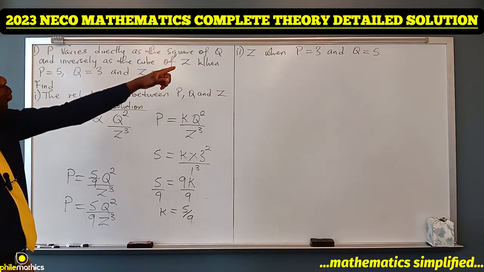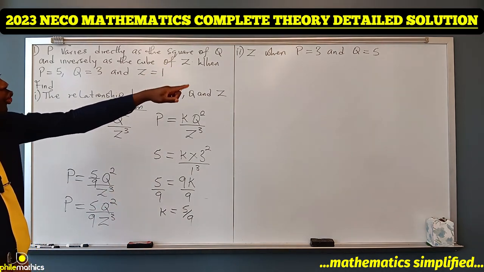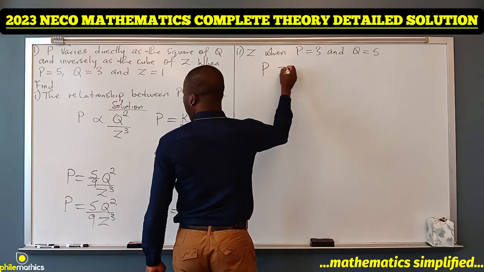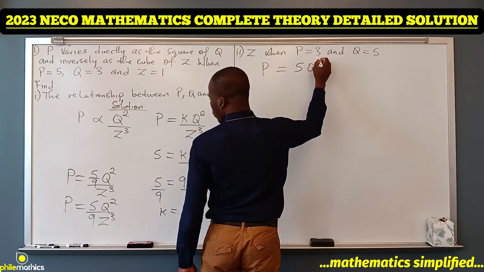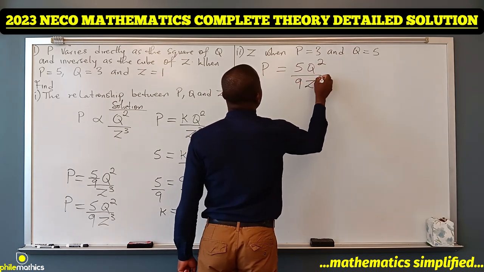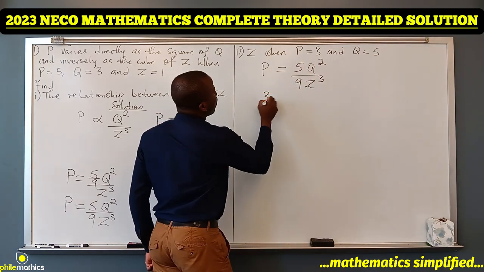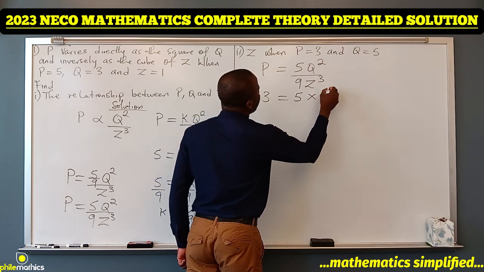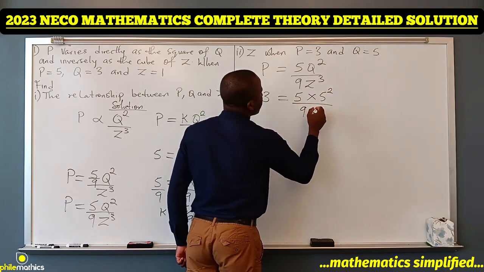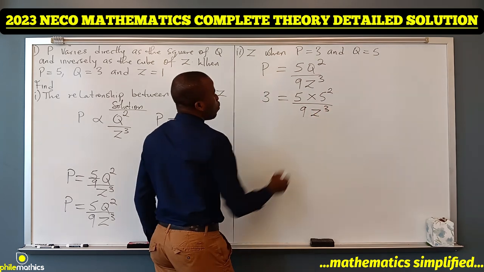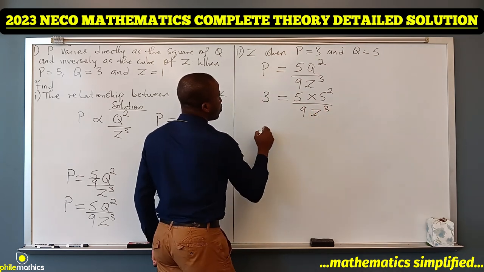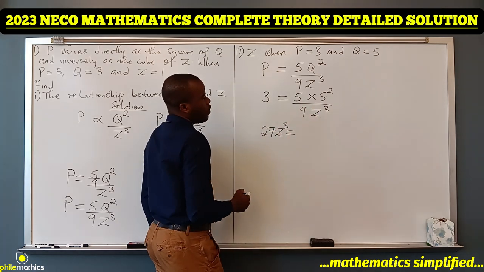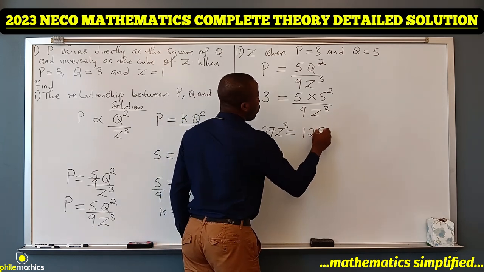Now to look for what Z is when P is 3 and Q is 5. So recall that P is 5Q square over 9Z cube. So if we put 3 for P, we have 3 equals, and Q is 5, 5 times 5 square over 9Z cube. So if we cross multiply, 9 times 3 is 27Z cube equals, this is 25. 25 times 5 is 125.